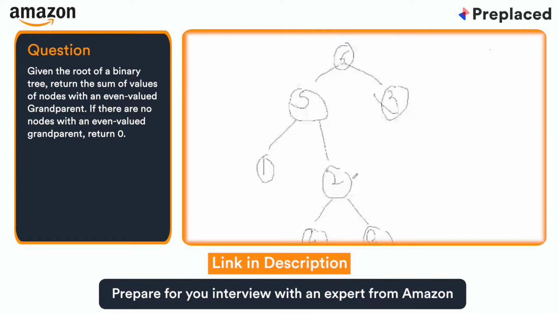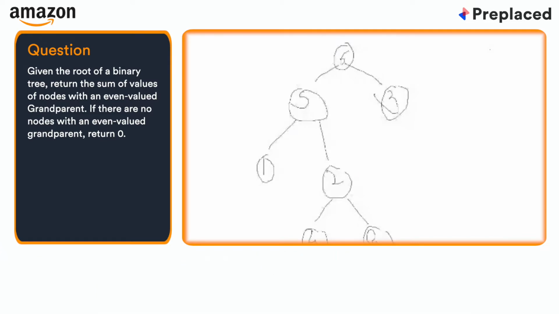So if this is my current node, its grandparent would be this one, six, right? And six is even. So I can add two to my sum. I can add one to my sum, and I guess there won't be anyone. So if this five, instead of five, let's say we had an eight.